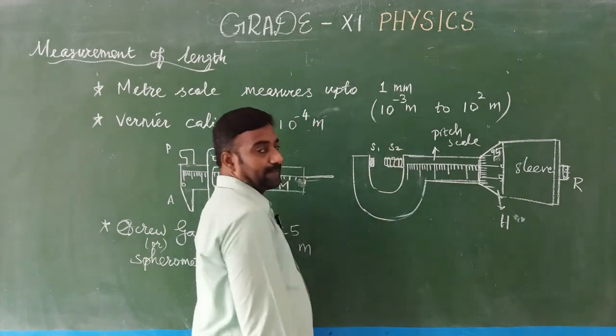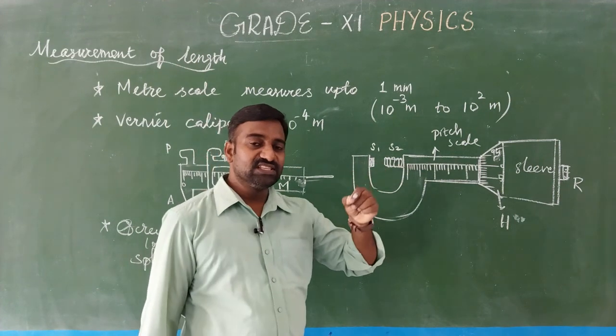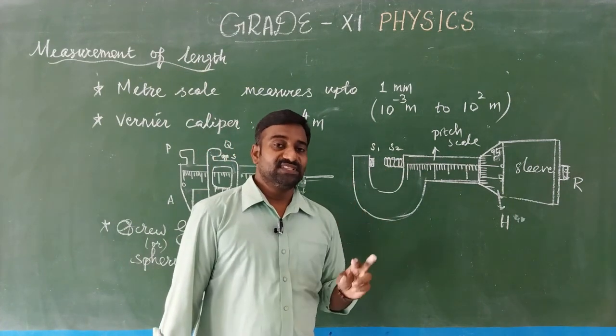This is a stud S1. Okay. So the object should be placed between the two studs. So we can measure the thickness of a small wire. You know, copper is a conductor.